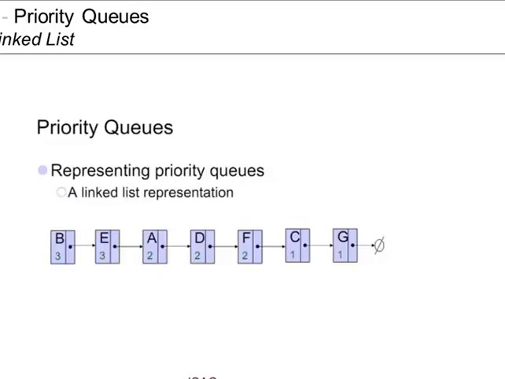Now priority queues can be created using a linked list as well or using an array. Here is an example of how priority queues can be represented using a linked list data structure. So what you can do is you can have a linked list like this, B with priority 3, E with priority 3, A with priority 2, and the way it will work is that first you will remove B, then you will remove E and A and D and F and C and G. So this is the way of representing a priority queue using a linked list.